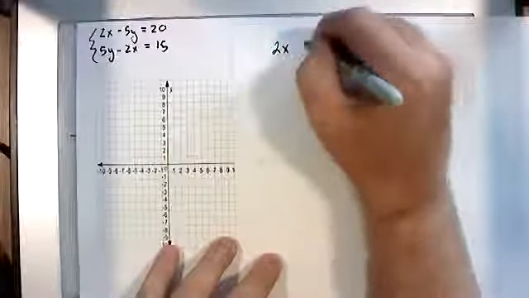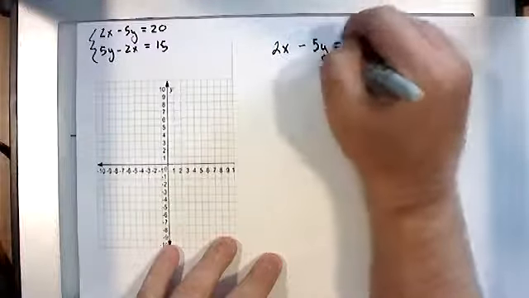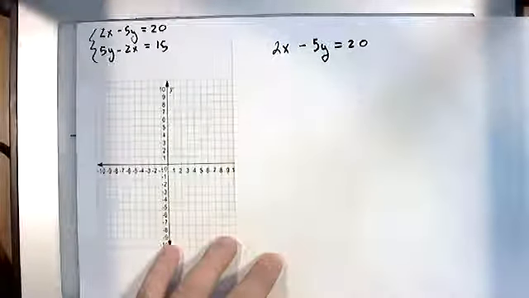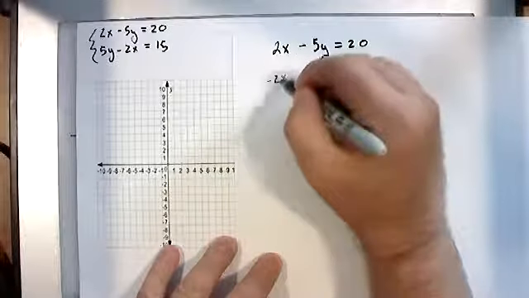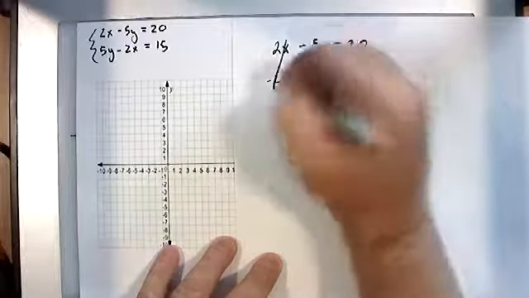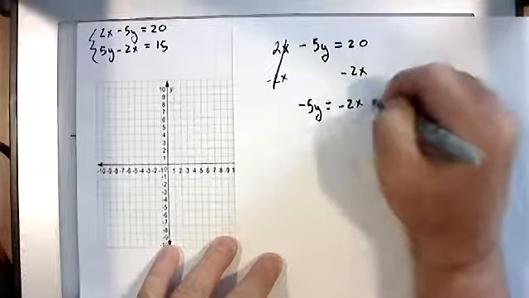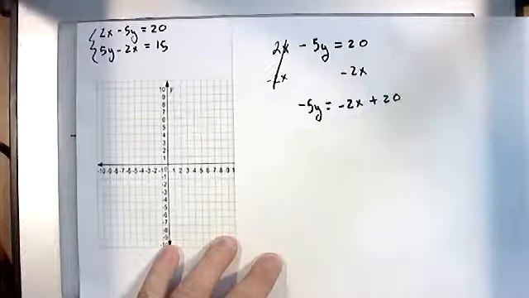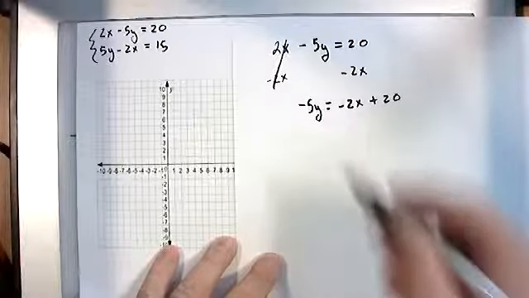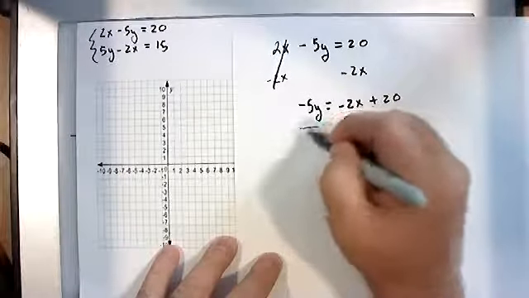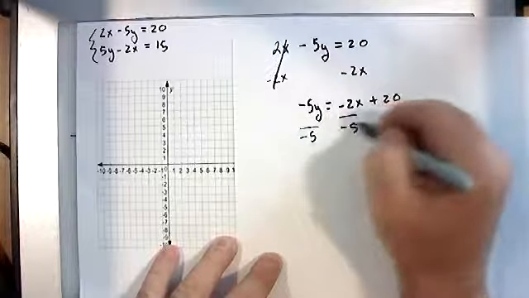So we have 2x minus 5y equals 20. We need to get this into y equals mx plus b. So I'm gonna go ahead and subtract 2x from both sides. Remember, we're trying to make y equals mx plus b. So put the mx first, mx plus b. You could put the minus 2x behind the 20, but I mean, why? It just makes it look ugly. And now divide by -5 everywhere.